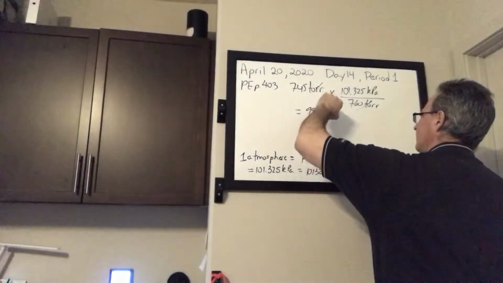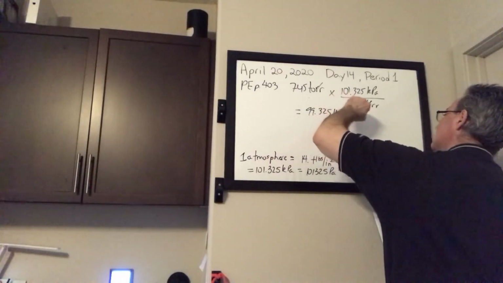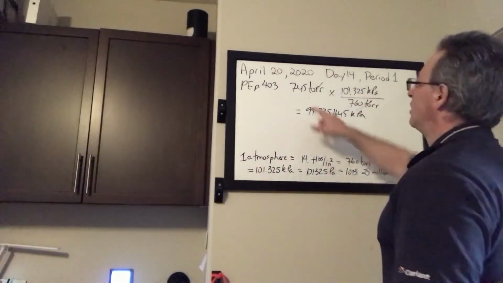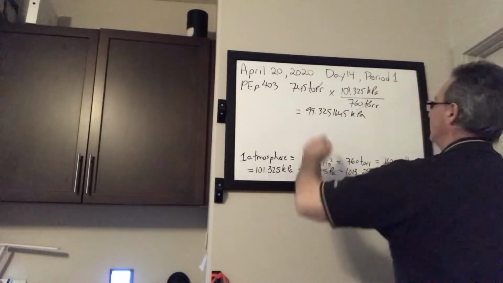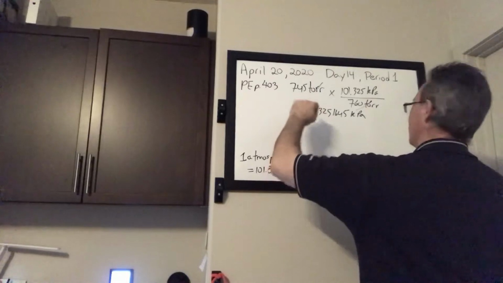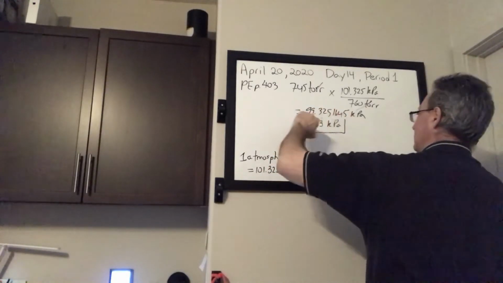99.325 1645 kilopascals. Your question only had 3 numbers in it, so your answer can't have 12. So you're going to put 99.3 as your final answer to have the right number of significant figures.